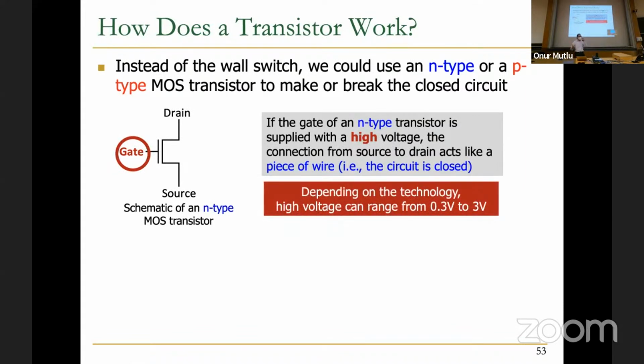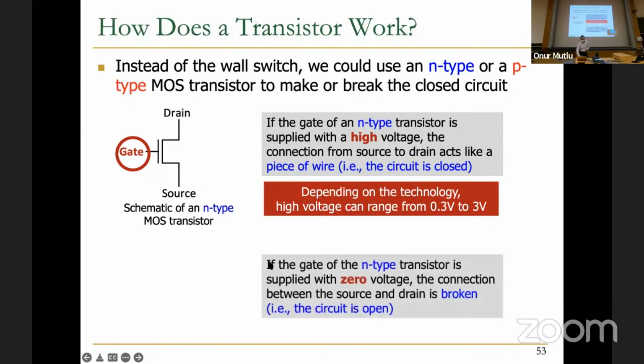What, you may ask, is high voltage? In today's technologies, voltages are very low actually. It's closer to 0.3, but depending on the technology generation, the high voltage can range from 0.3 to 3 volts. Today, we're actually at very low voltages, which is good because power consumption is lower at low voltages. Okay, so that's what you need to know.